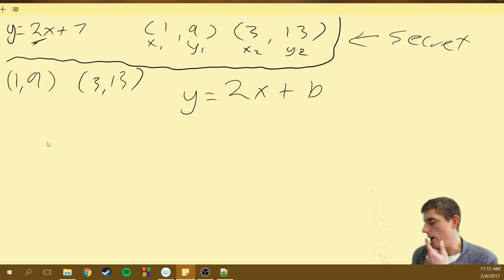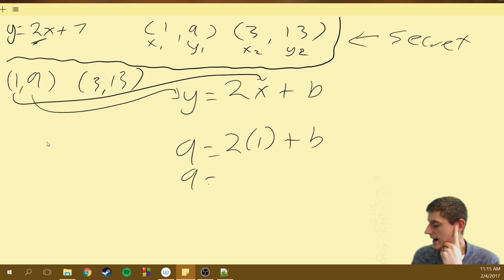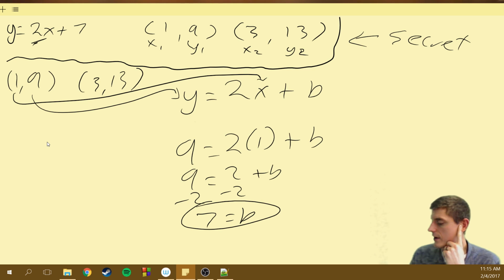So if I want to find the y-intercept here, what I would do if I was taking an algebra test is I would plug in that for x, and I would plug in this for y, and I would get 9 equals 2 times 1 plus b. Well, that means 9 equals 2 plus b. So I'm going to subtract 2 from both sides, and I figure out that b is 7. I mean, we already knew that because we came up with a problem that we're specifically testing. But that's how you figure out the b value.